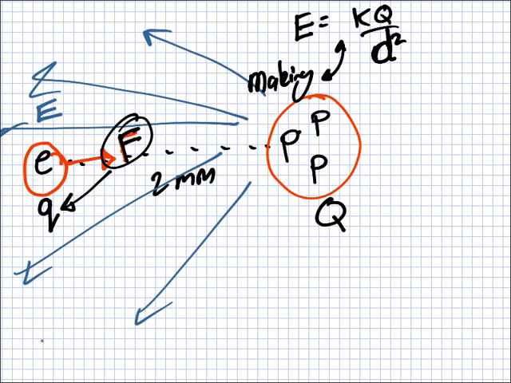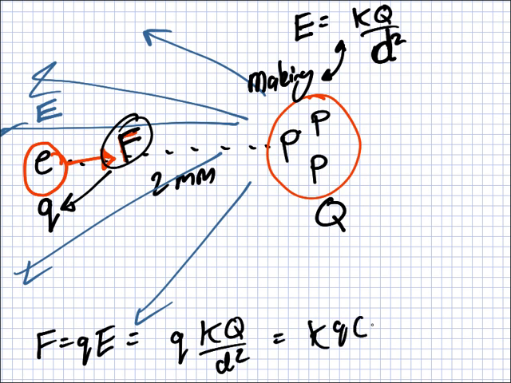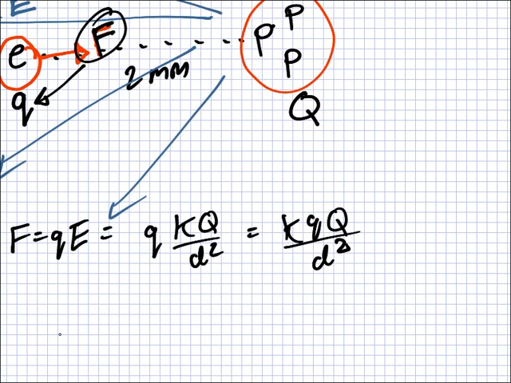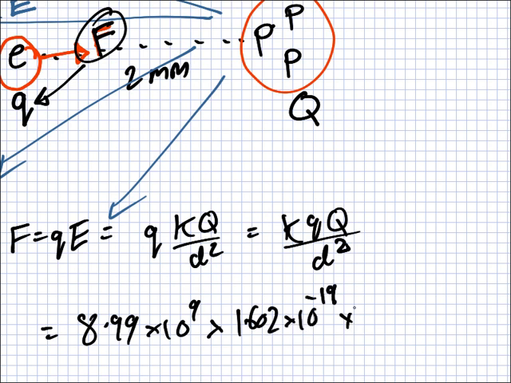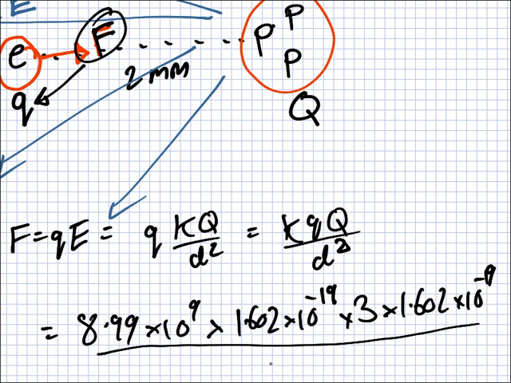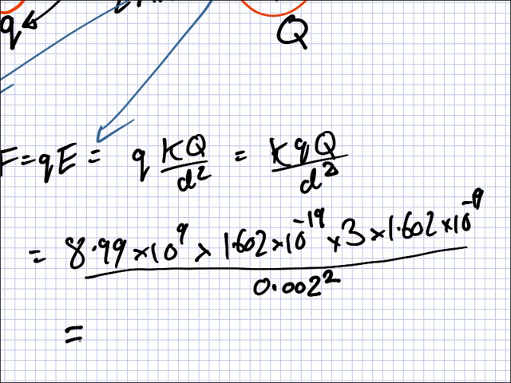Got an answer? So here you have F equals QE, and E is KQ over D squared. So this is equal to KQQ over D squared, which is equal to 8.99 times 10 to the 9 times 1.602 times 10 to the minus 19 times 3 times 1.602 times 10 to the minus 19 over 0.002 squared. Okay, so what's that? 1.73 times 10 to the minus 22 newtons.